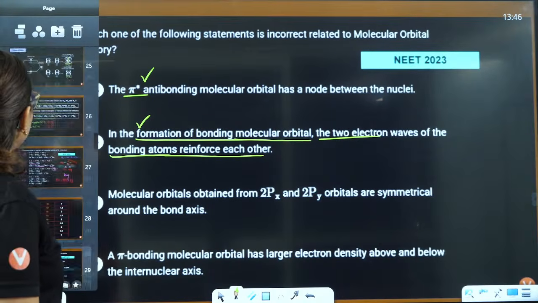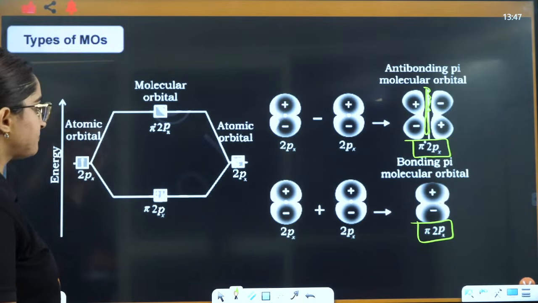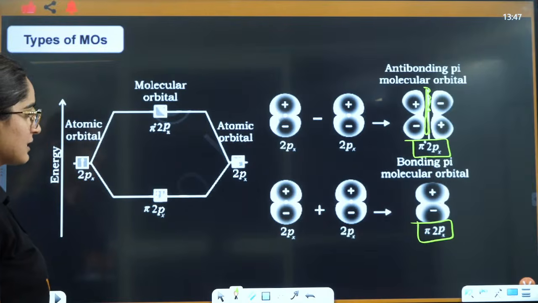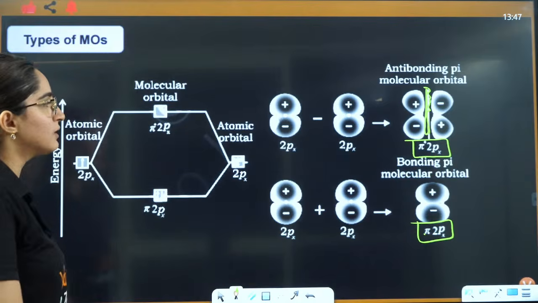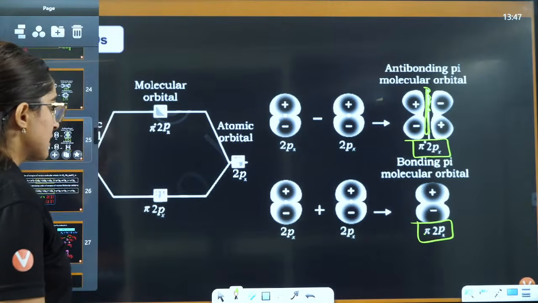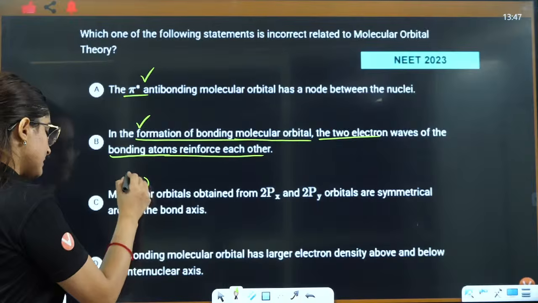2px and 2py, if you see, are they symmetrical? Around the axis, they are not symmetrical, right? This is positive, this is negative. It is not symmetrical around the axis, right? So that means this one is false here.